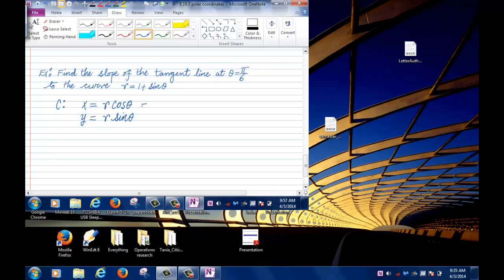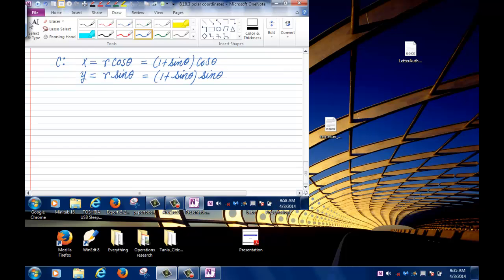Now, what is r times cosine theta? That's 1 plus sine theta times cosine theta. And y would be 1 plus sine theta times sine theta, right? Because what is r? r is 1 plus sine theta, right? That's how we are getting this.